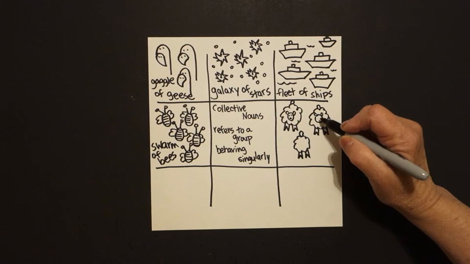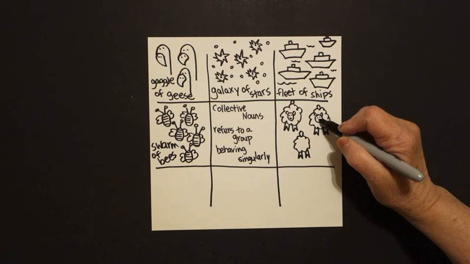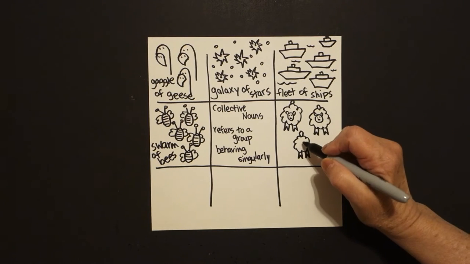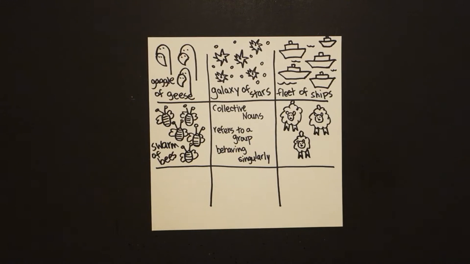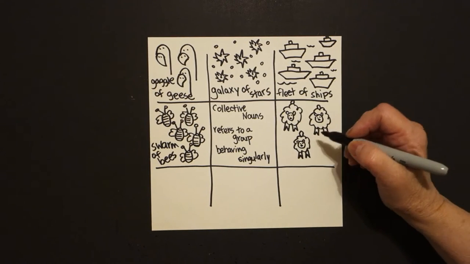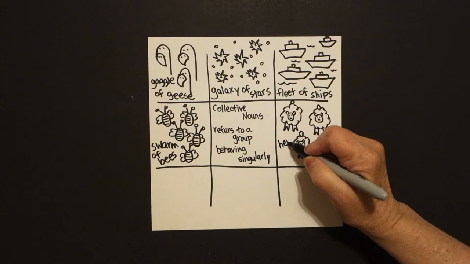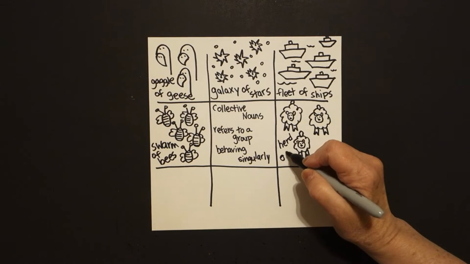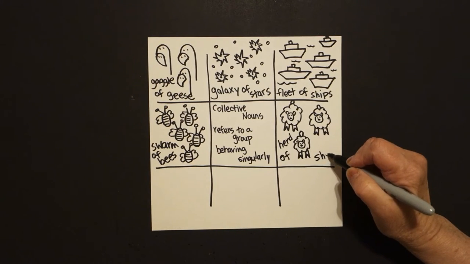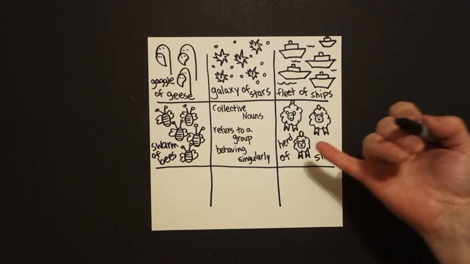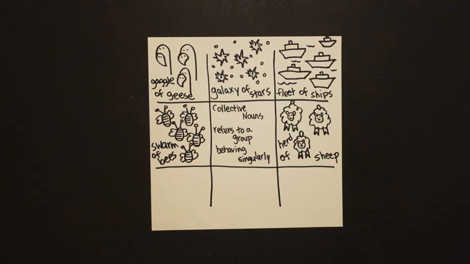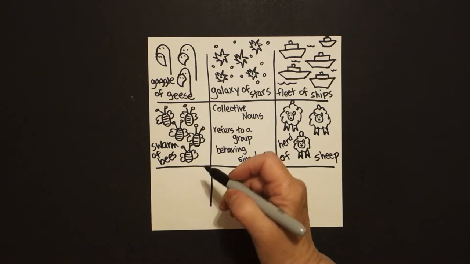Curve line, little curve line, dot, dot. One more. Curve line, dot, dot, little dot in the middle. What is this? This is a herd of sheep. You could have a herd of horses, a herd of cows. You can have all kinds of herds. We did sheep. All right, now come down here.